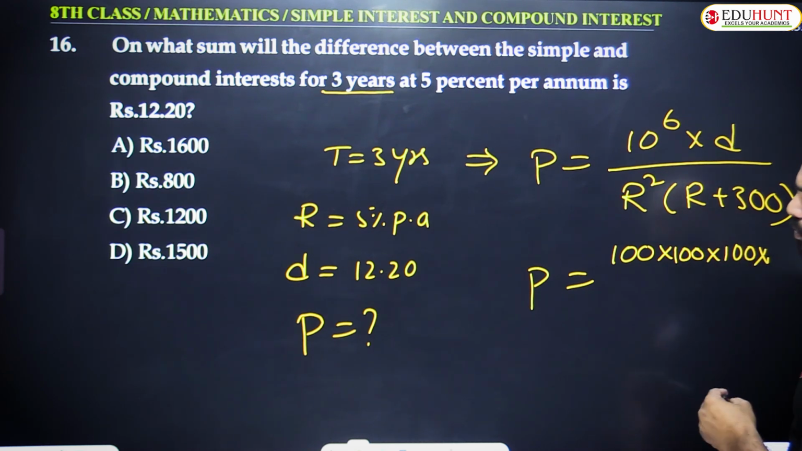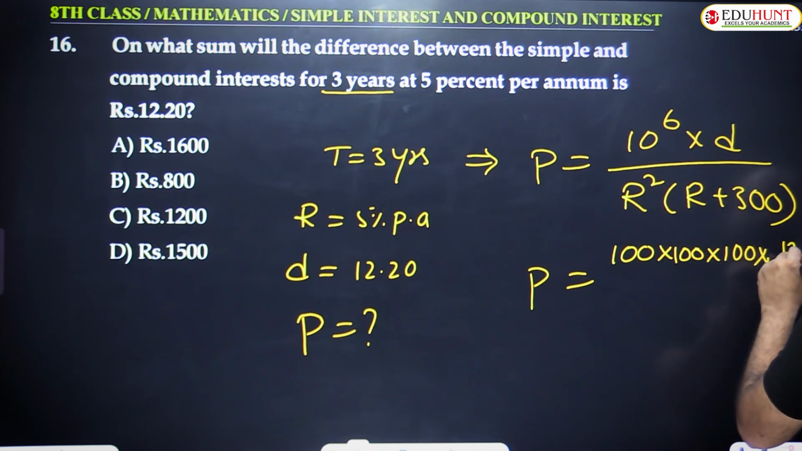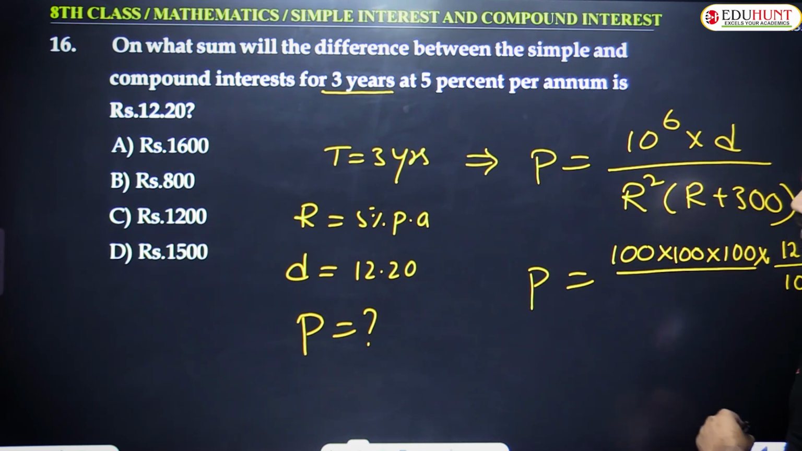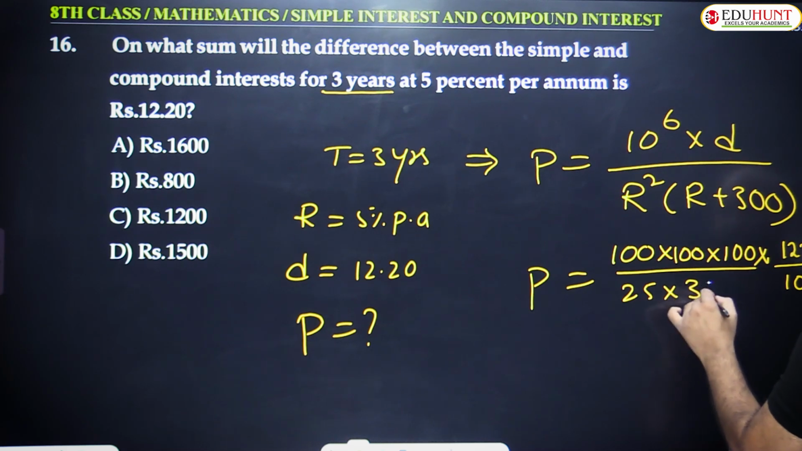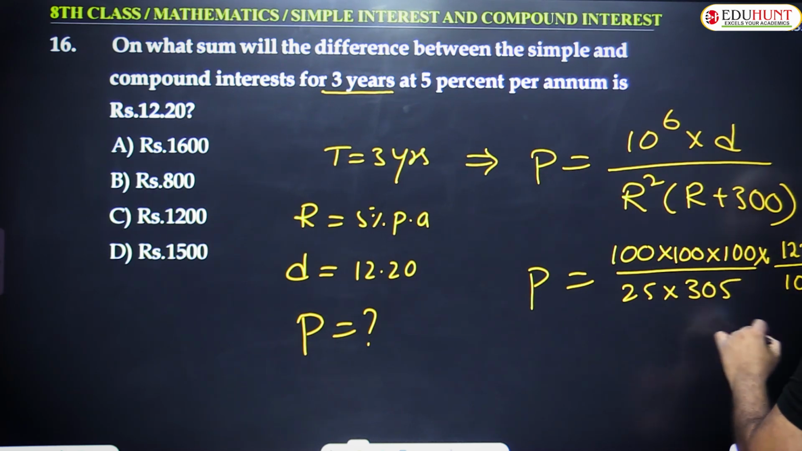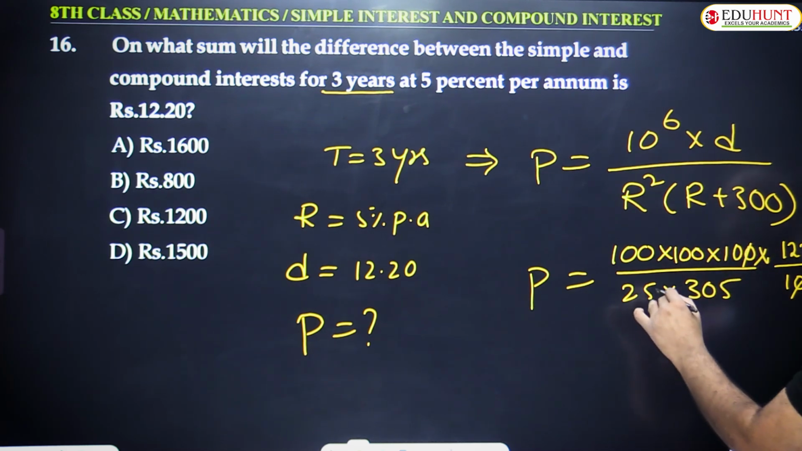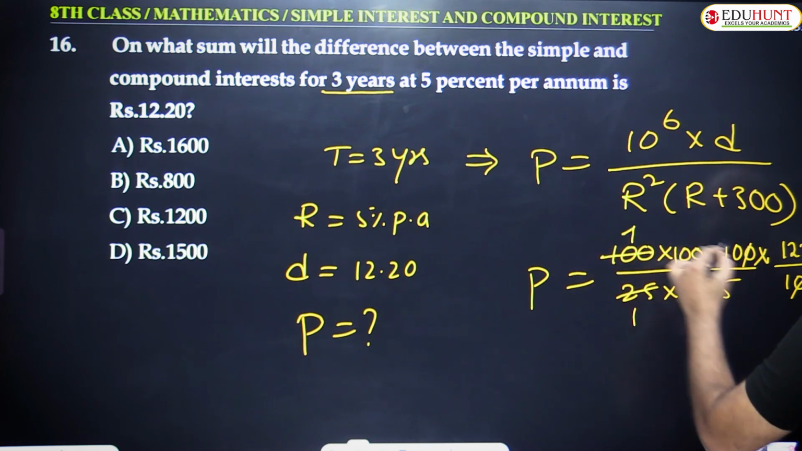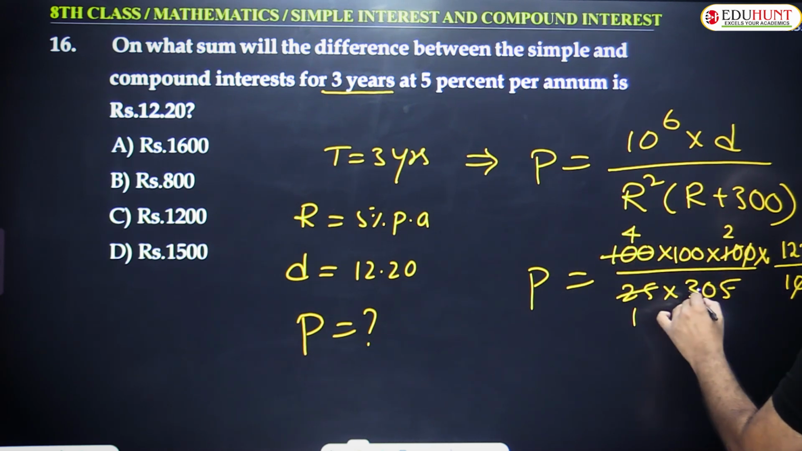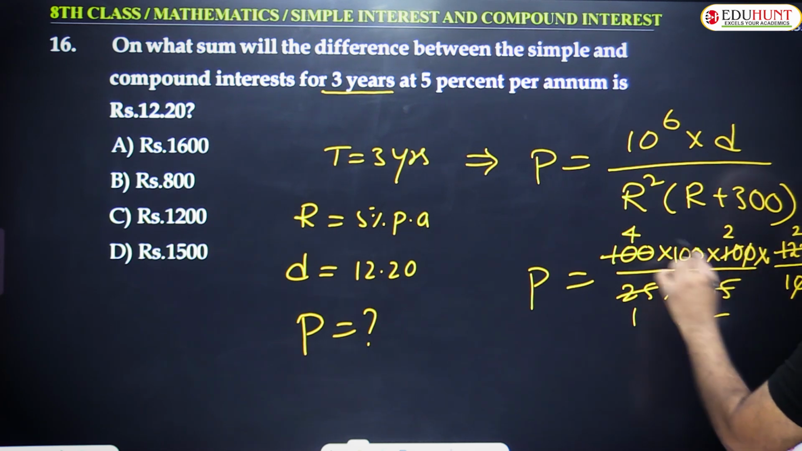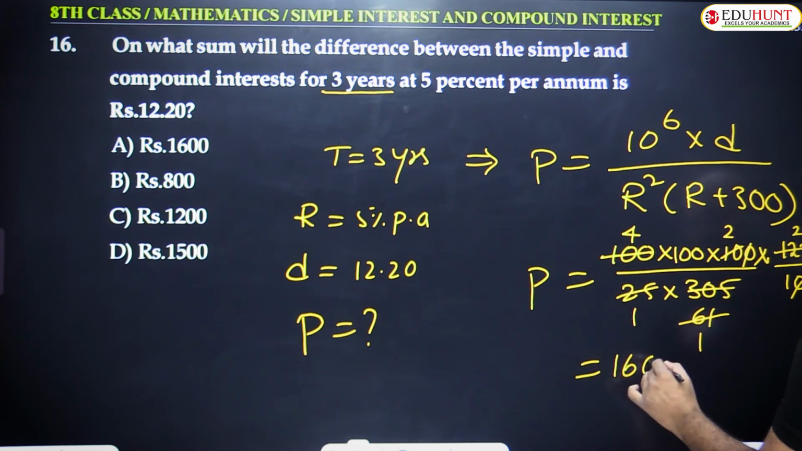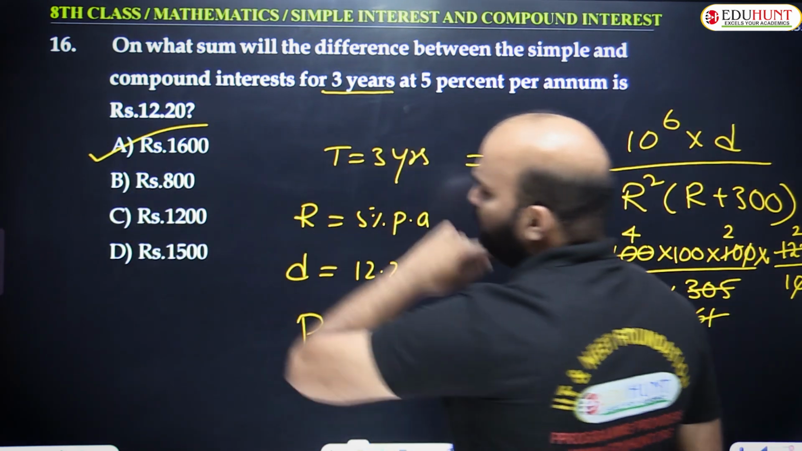Difference 12.2 can be written as 122 by 10 taken whole by r square. What is the r square value? 5 square is 25, r plus 300, 5 plus 300 is 305. Am I clear? So clearly the zeros cancel. 25 1s are 25, 4s are 5, 2s are 5, 61s are again 61, 2s are 122. 2 into 2, 4, 4 into 4, 1600 into 100. 1600 is the principal. Option A is the right answer according to the formula method.